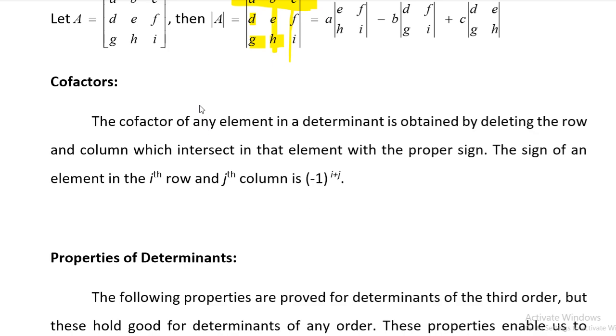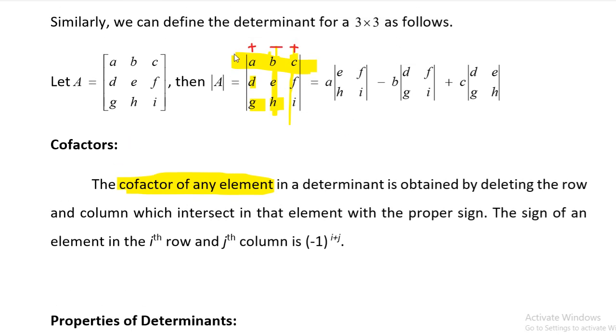We also define a cofactor of an element. A cofactor of any element in the determinant or in a matrix is obtained by deleting the row and column which intersect in that element, with the proper sign. So it means I can say that this thing is also a cofactor of A. You see, this determinant is a cofactor of A. Why? Because I removed this row and this column of A and I got this remaining matrix here, with its proper sign. So it's a plus sign. Okay, so this is your cofactor of A. Similarly, this is the cofactor of B with a minus sign.